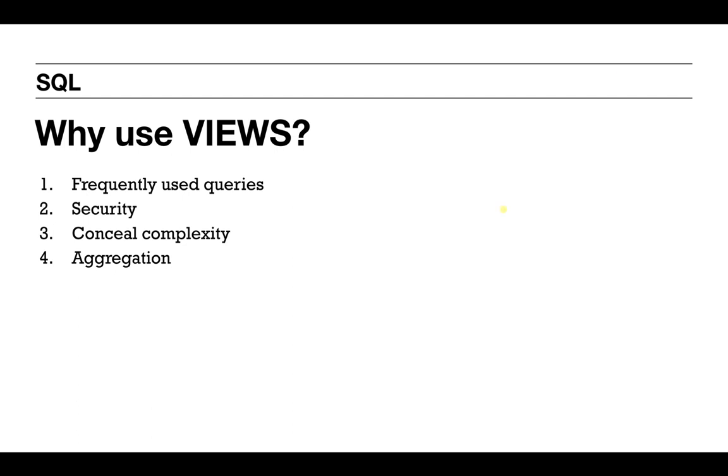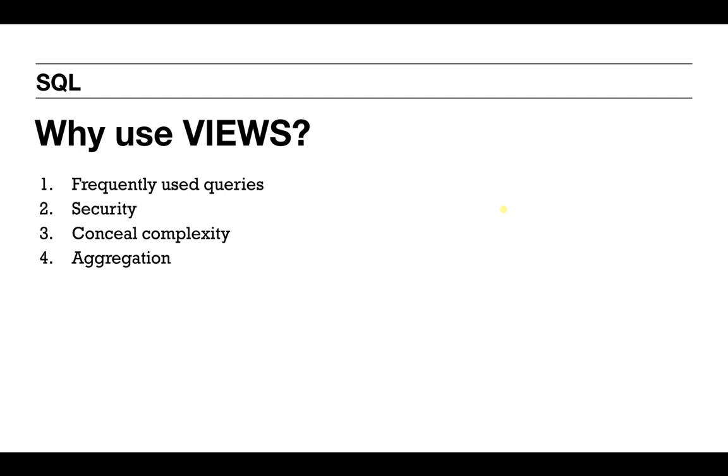Why do we need views? Well, here are 4 commonly seen use cases for views. So as kind of mentioned earlier, these are for frequently used queries. Instead of having to code them each time, just access the view. You want to use views for security reasons. Some tables can have sensitive information, and people within the organization, they have different privileges. Not all people should see all the information.